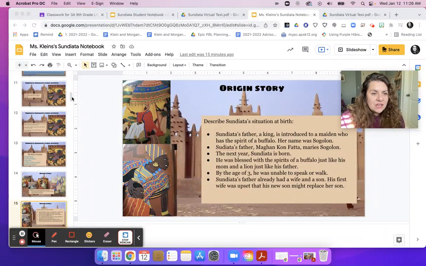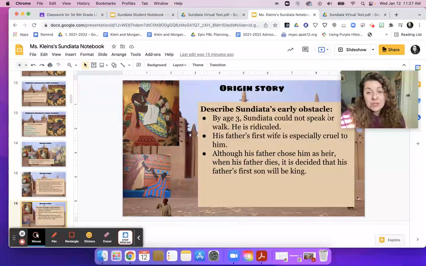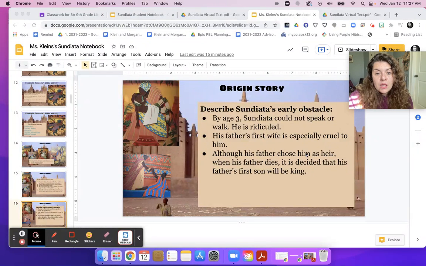So that gets us to an early obstacle of his. By age 3, he could not speak or walk. And by age 7, he also cannot speak or walk. And his father's first wife is especially cruel to him.